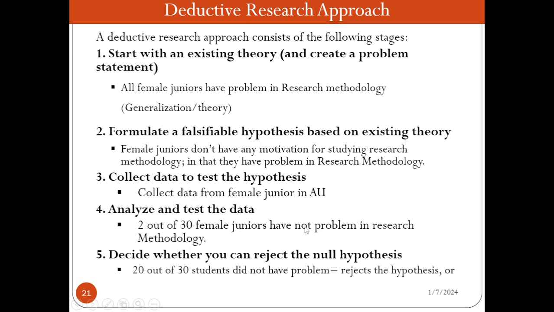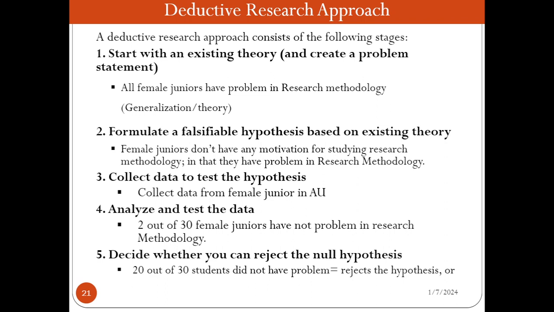Now the hypothesis, I say that okay, most of the girls were all girls. Now it is clear, 20 out of 30 students did not have problem. So if 20 out of 30 students did not have problem, the hypothesis is wrong, because most of the girls do not have problem. But in case we find, for example, that 2 out of 30 students have problem, or maybe most of them have problem, then the hypothesis that we have composed is either coming true or false.